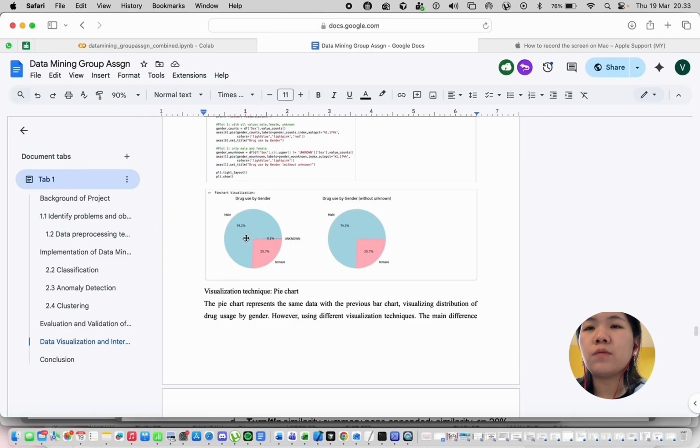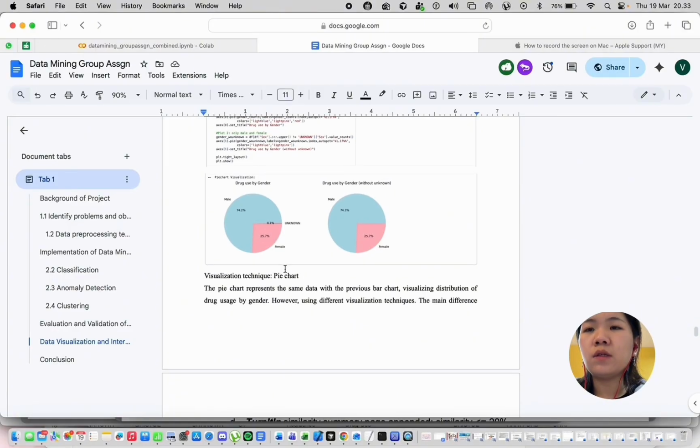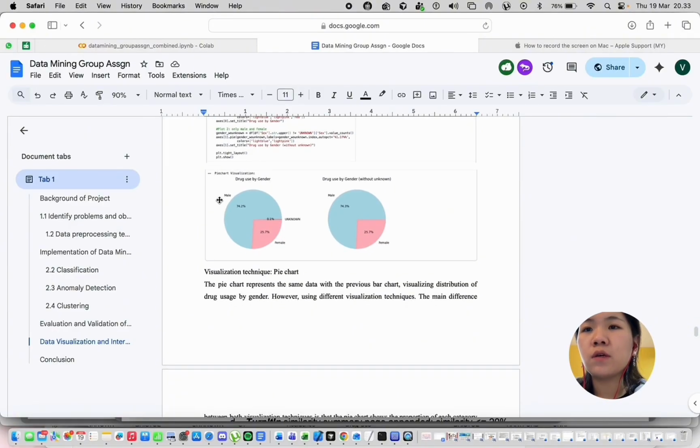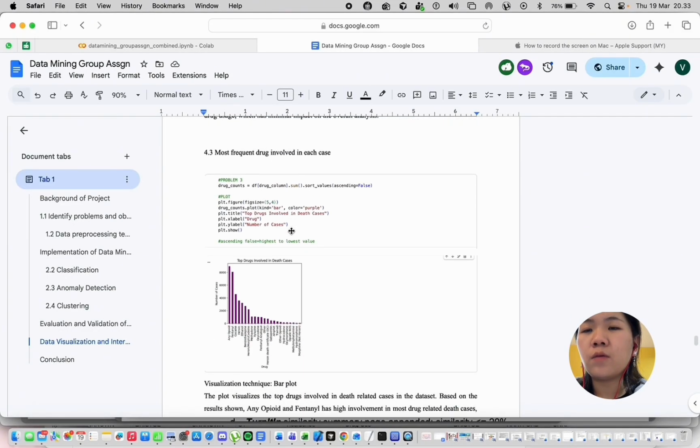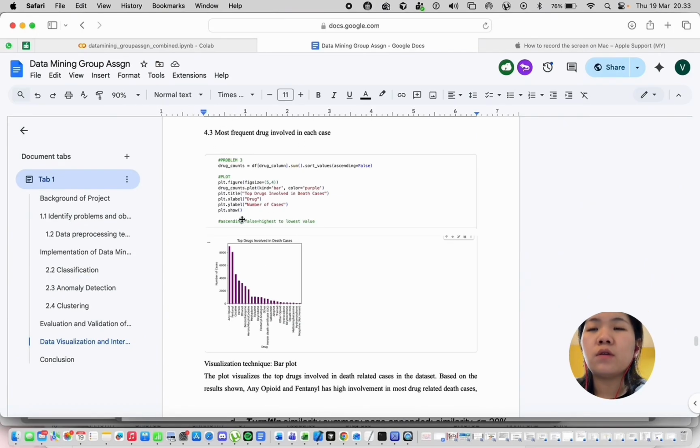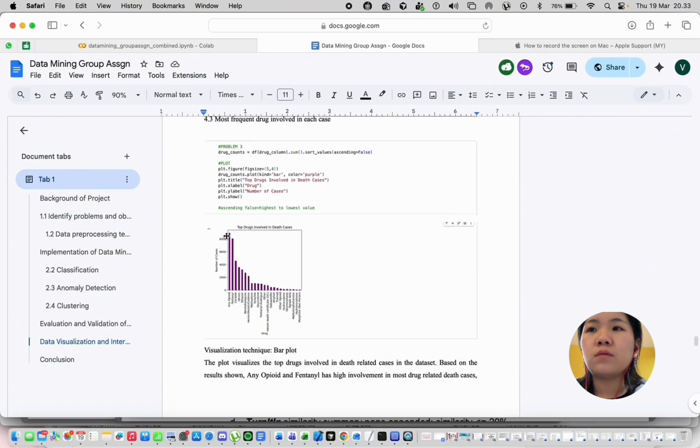And then next we have the most frequent drug involved in each case. Here we can see that the highest number of cases, with around 8,000 cases, is fentanyl and any opioid. So this also means that most of the people in the data set consume these drugs.